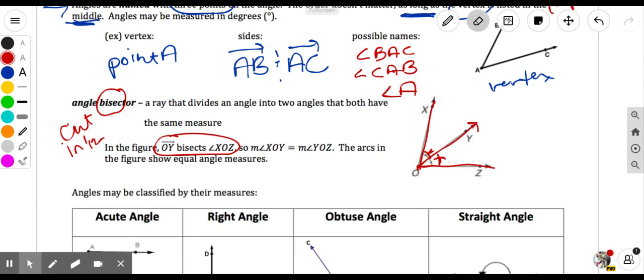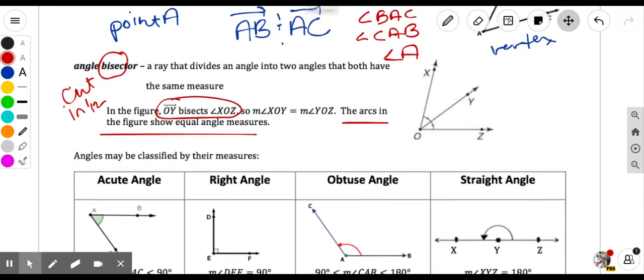You can also do the same number of arcs. Like I could put 2 arcs on this one and 2 arcs on this one, and that would mean that those angles are congruent. It's kind of like the tick marks that we learned on the segments. You'll see we'll do a lot of marking angles at some point, so you'll get used to that. And I wrote it here in this little blurb. The arcs show equal angle measures.